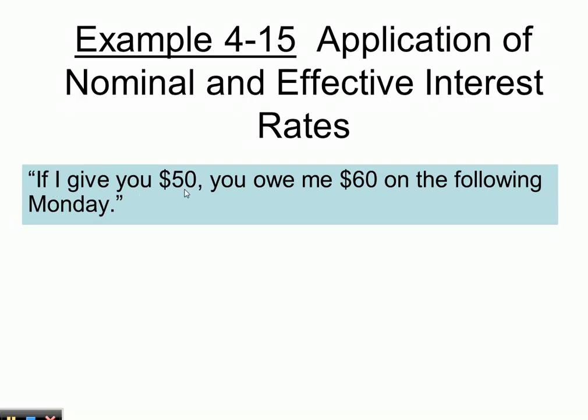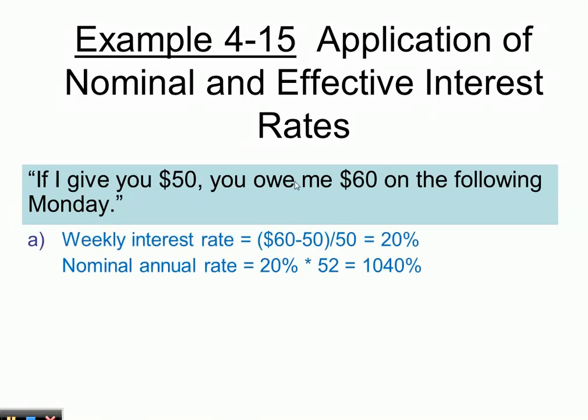So if I give you $50, you owe me $60 on the following Monday. How do we find the effective rate? Well, the weekly interest rate we can find as follows. It's just 60 minus 50, the difference that we get in 1 week, divided by 50, and that's 20%. That gives us a nominal annual rate of 20% multiplied by 52 weeks, which is 1,040%, just a nominal annual rate.